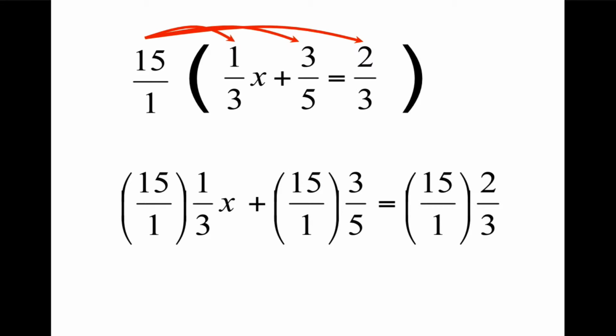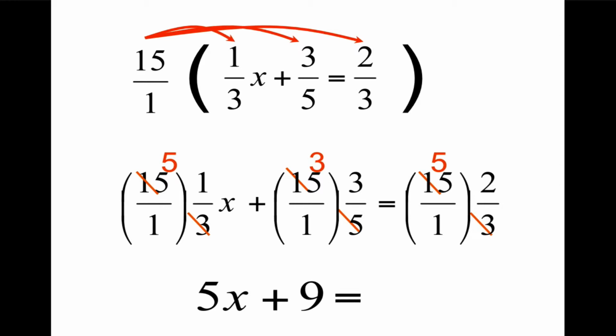times 2/3. Alright, I'm going to do all the canceling first. 3 goes into 15 5 times. 5 goes into 15 3 times. And 3 goes into 15 5 times. So we'll go across and multiply. In the first term we have 5 times 1 times x. That's going to be 5x. In the second term we have plus 3 times 3. That's going to be plus 9. And in the last term equals 5 times 2 equals 10.